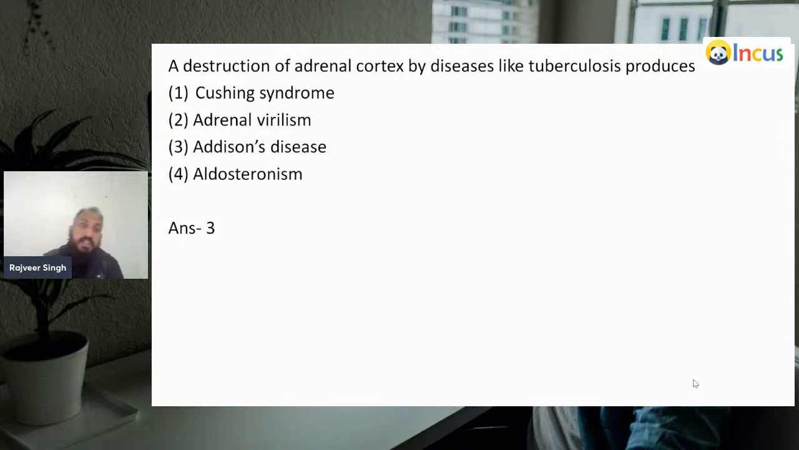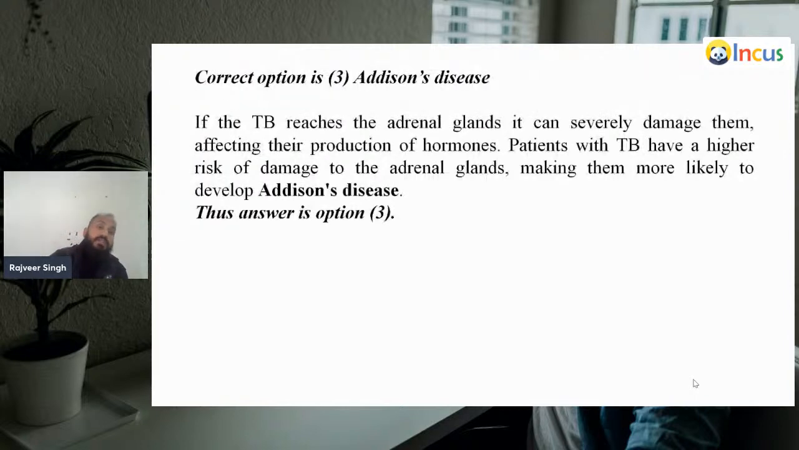Addison disease. Addison disease is right because if TB reaches the adrenal glands, it can severely damage them, affecting their production of hormones. Patients with tuberculosis have a higher risk of damage to the adrenal glands, making them more likely to develop Addison disease. So the third answer is right.